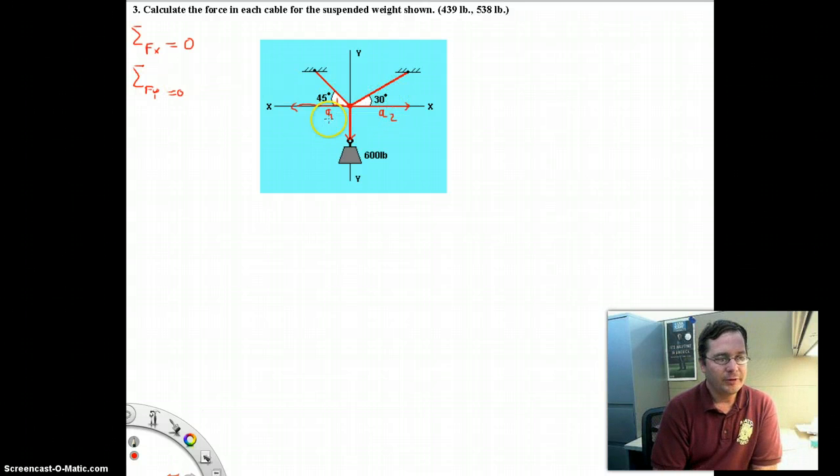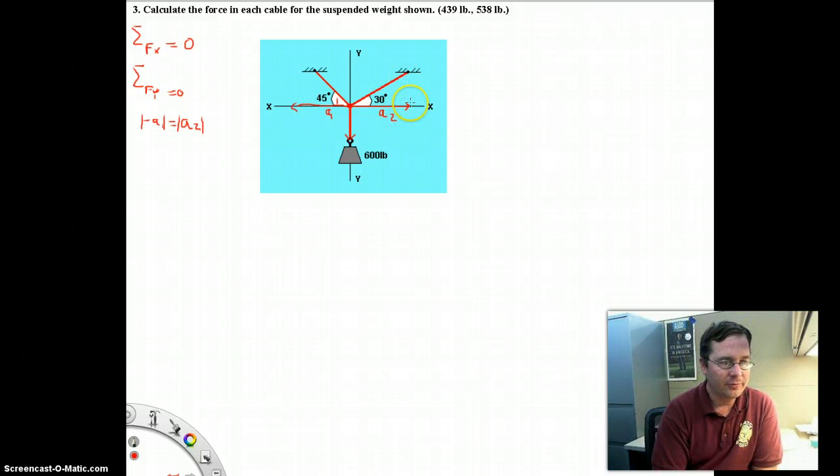Well, what do we know about A1 and A2? Well, A1 and A2 have to be exactly equal and opposite. So negative A1 has to equal A2. Or if we want to think about them just purely in terms of magnitude, if I put the absolute value brackets around them, the absolute value of A1 must equal the absolute value of A2.